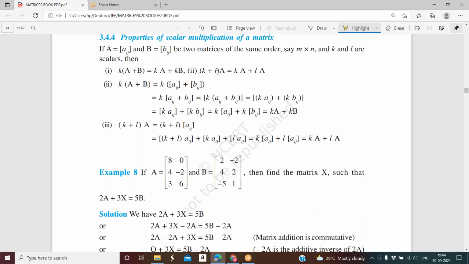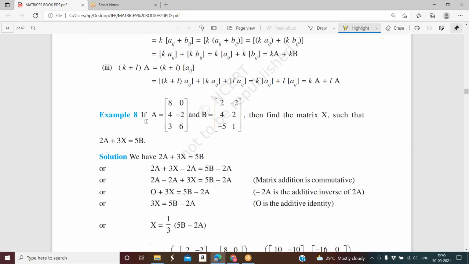Similarly, if I add the two scalars, (K plus L) into A is K into A plus L into A. These are the two properties of scalar multiplication of a matrix.